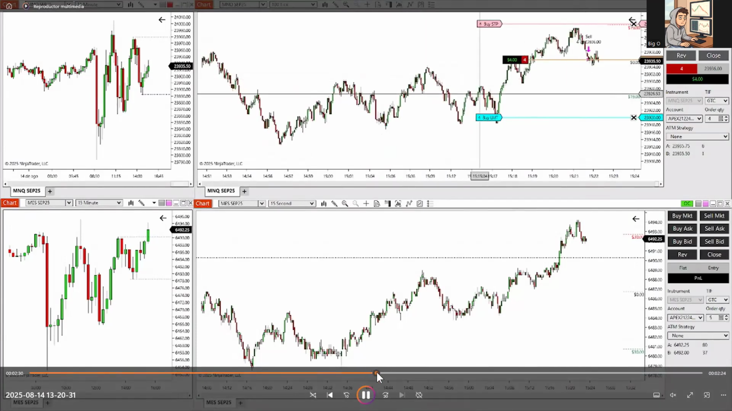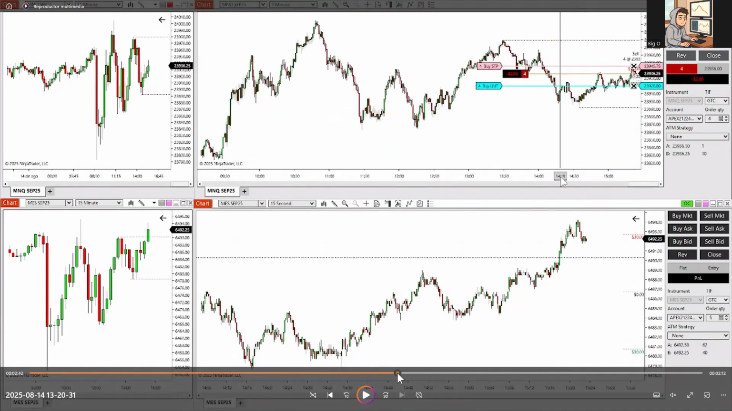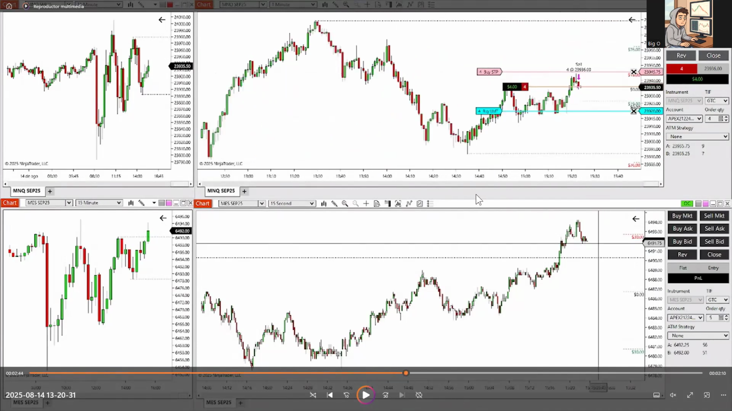I'm gonna fast forward that. So nothing to do here other than wait. Now I'll move to the 1 minute chart. Oh yeah, massive divergence. I don't know if we can see it here on the 1 minute. Yes, we can see it on the one. I mean, this is a 15-second chart.